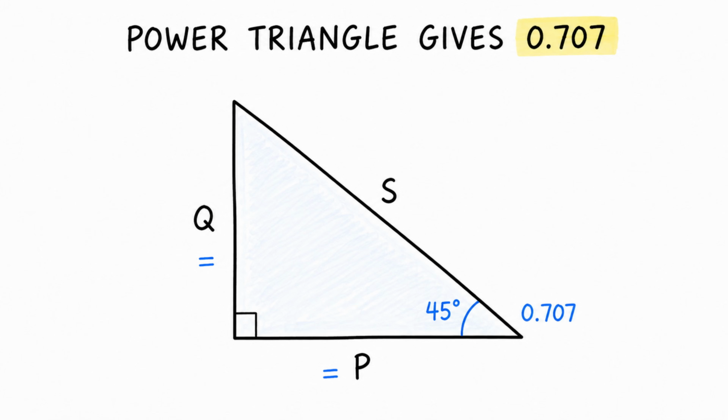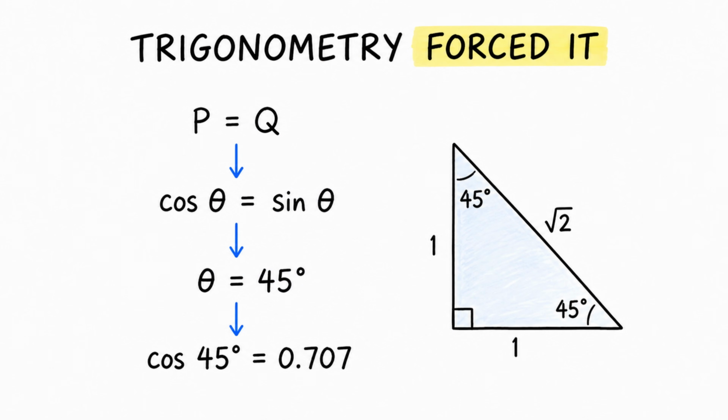In the power triangle, 0.707 enters through trigonometry. Real power equals reactive power only when cosine theta equals sine theta. This has one solution between 0 and 90 degrees. The solution is 45 degrees. Cosine of 45 is 0.707. The geometry of equal sides in a right triangle forced it in.